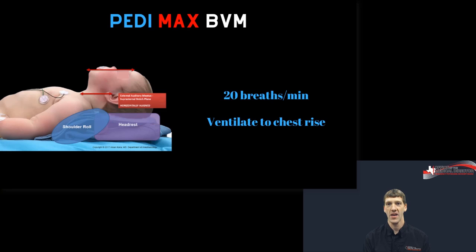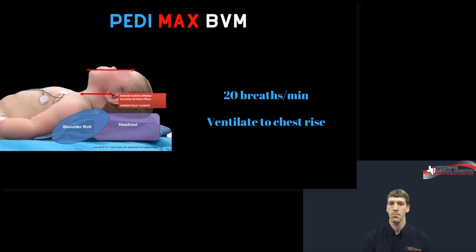Just because we say max BVM doesn't mean to bag at fast rates and big tidal volumes for our pediatric patients. First, we're going to cover ear to sternal notch though. For pediatric patients, particularly less than 3 years of age, their occiputs are huge, and so they're going to put them out of ear to sternal notch even more. And so for less than 3-year-olds, we really should be considering a towel roll behind the shoulders if we can.